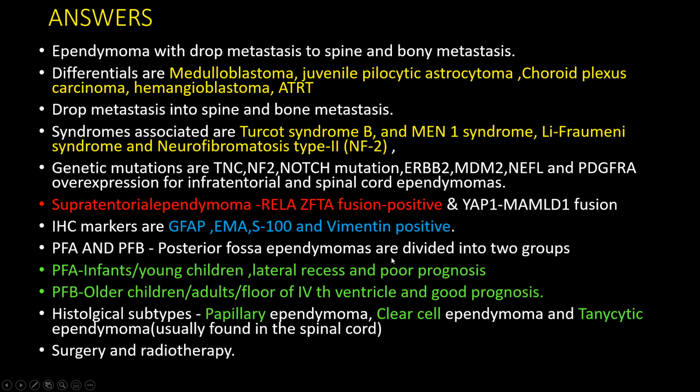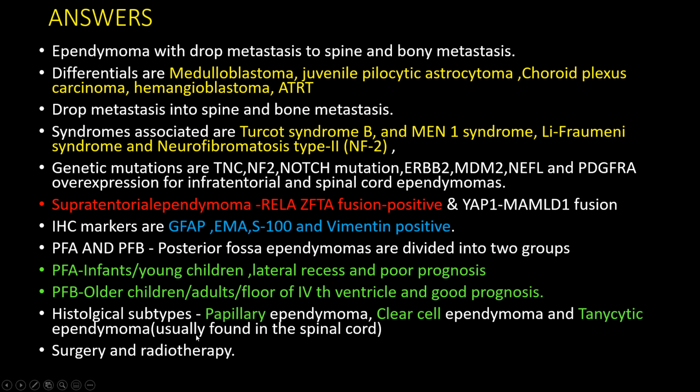These are posterior fossa ependymomas, divided into two groups, that is posterior fossa A and posterior fossa B. Posterior fossa A lesions are seen in infants and young children, arise from the lateral recess and have poor prognosis, whereas posterior fossa B lesions are seen in older children or adults, arise from the floor of the fourth ventricle and have a good prognosis.